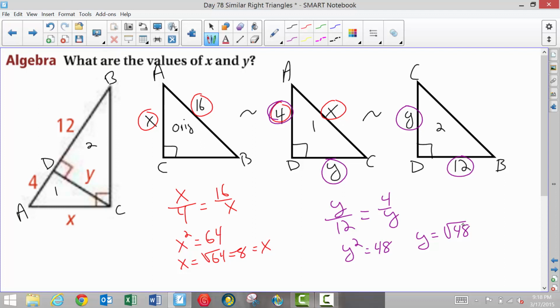So 48, the highest perfect square that goes into 48 is 16. So to simplify this, I have square root 16 and square root 3. Square root of 16 is 4. 4 square root 3 is my answer for y.